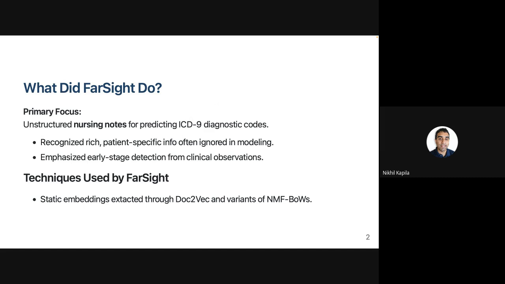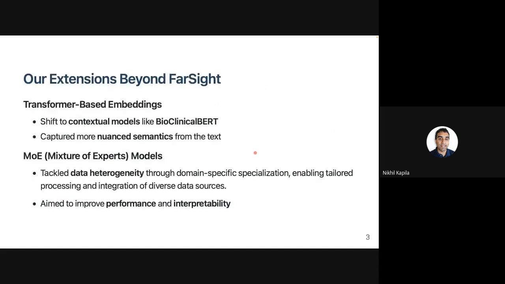So what we recognized when we read the FarSight paper was that it is definitely quite old since it's from 2020, and the fact that they used static embeddings like bag of words and word2vec, and then they also had some feature engineering pipelines on top of it. So after the re-implementation we tried to extend the paper by using transformer based embeddings.